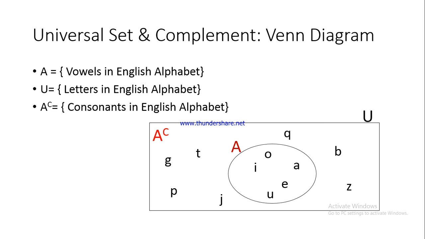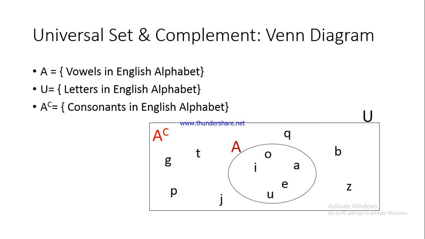I have just shown a few elements here: B, Q, Z, J, T, G, P. Though this empty space, which is outside the circle and inside the box, will have basically 21 elements, 21 consonants, starting with B, C, D, F, G, H, J, K, L, M, N, P, Q, and so on and so forth. So this is how you have to depict the universal set and its complement.